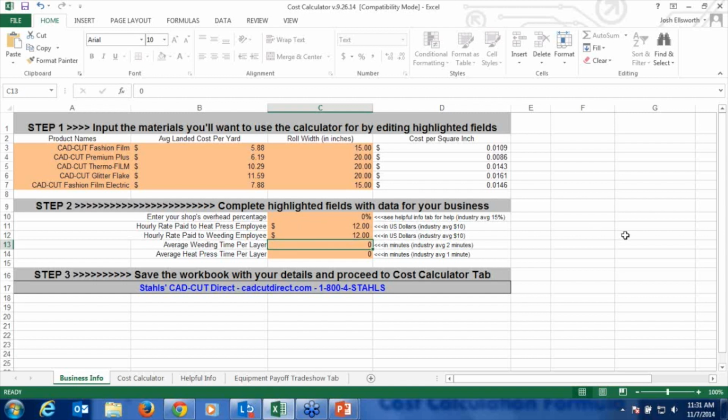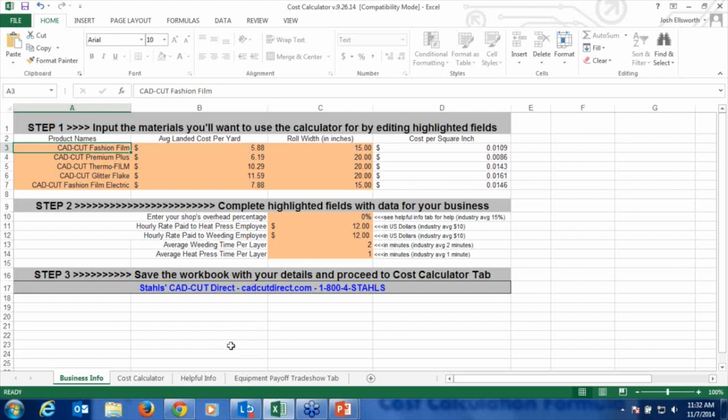And then, of course, you need to have the average time it takes for you to weed one layer. You can change this for a job if you have a good gut based on the complexity of the design per job. But a lot of times I recommend businesses just put their average time to weed the range of designs they do, and their average time to heat press the range of designs they do per layer. And so I think 2 minutes is a good average to weed a design, and I think a minute's a good average per layer for heat application. So if you have a multicolor application, it's going to calculate a minute per layer into the labor cost.